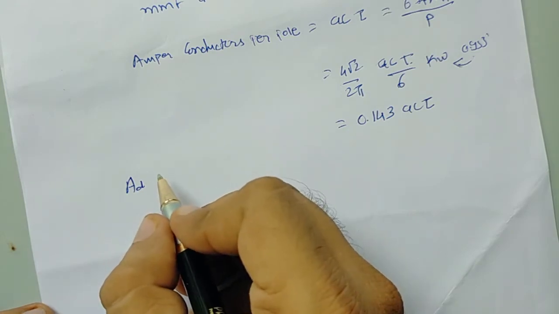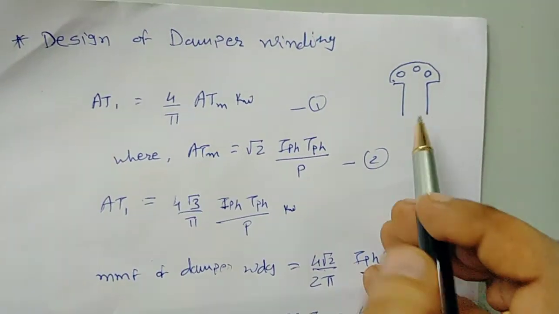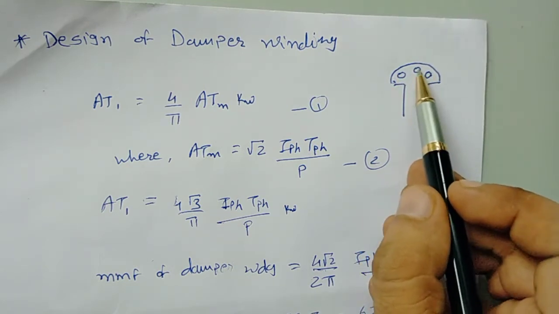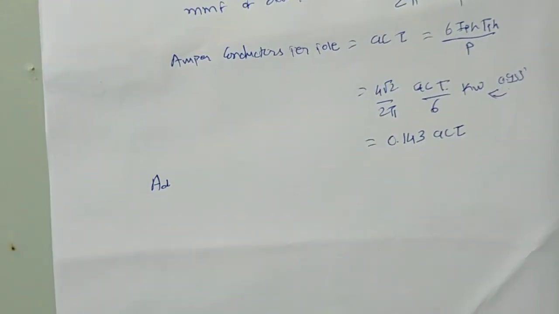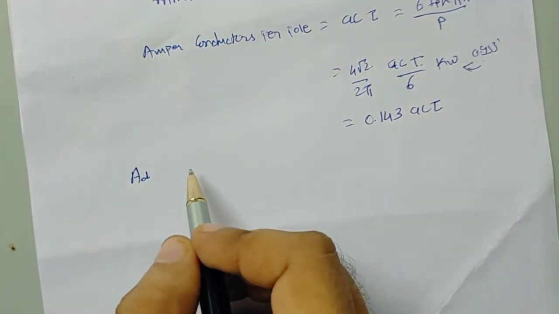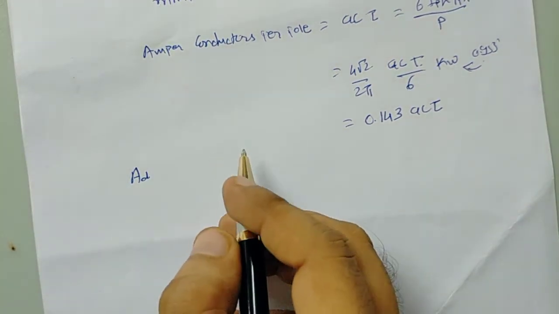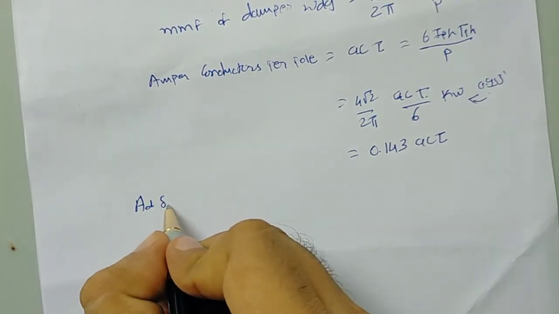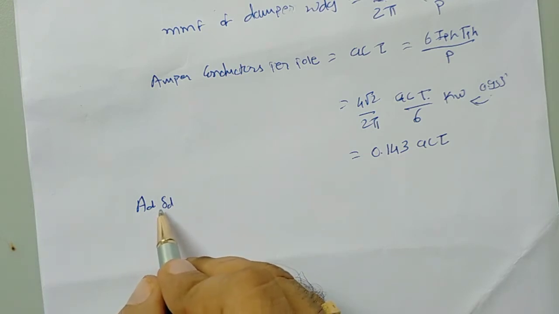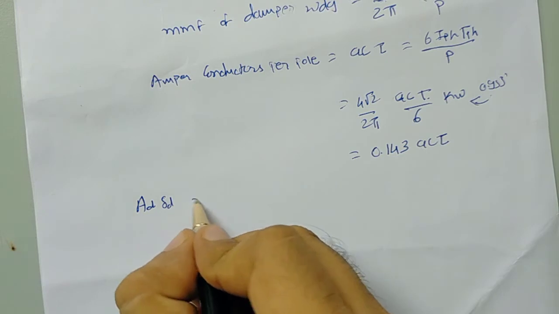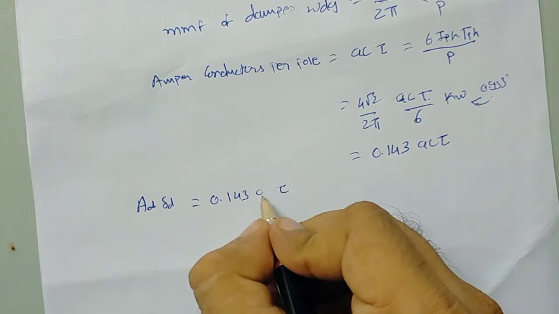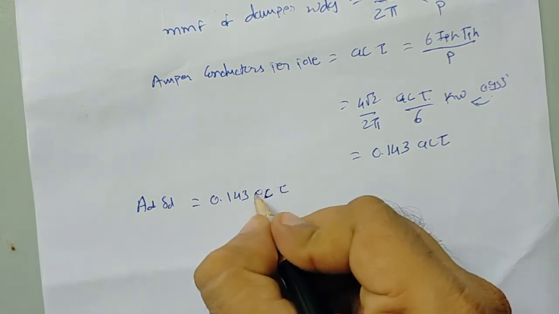Now let us take capital AD as the total area of the damper bars. If I have used 3 damper bars over here, I am considering the total area covered by all these damper bars to be AD. If we take the current density to be delta D, with subscript D for the damper winding, then area into current density, AD into delta D, will be equivalent to 0.143 ampere conductor into tau.